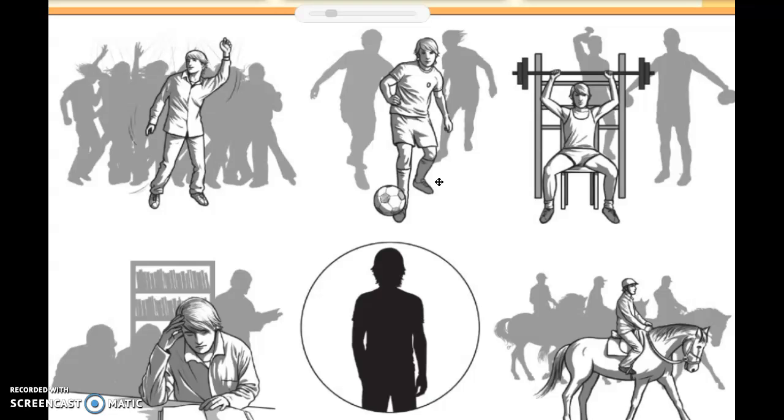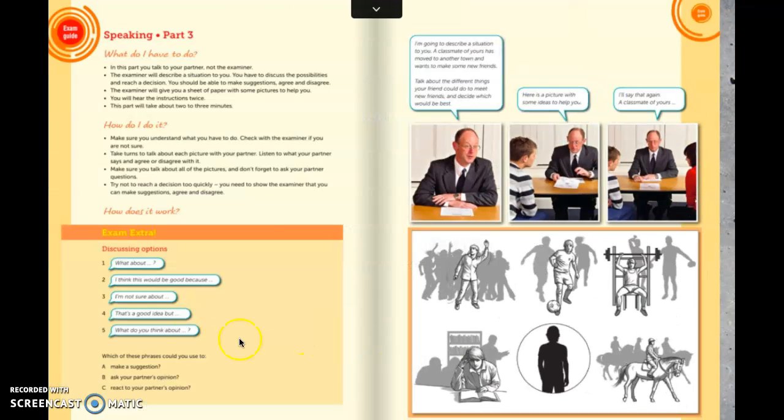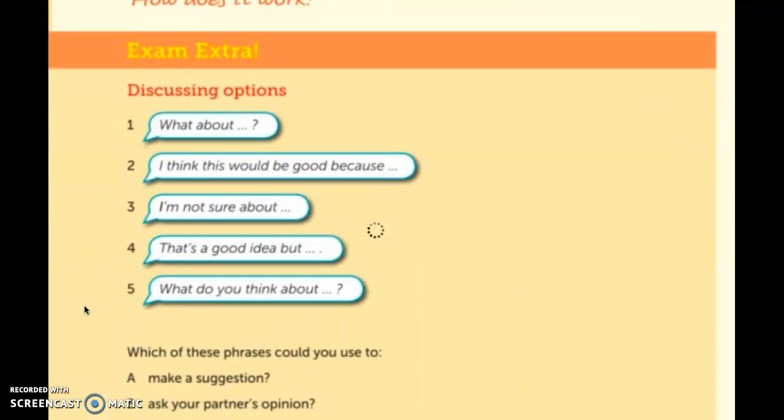Make sure you talk about all the pictures on the sheet. And don't forget to ask your partner questions. Try not to reach a decision too quickly. You need to show the examiner that you can make suggestions, agree and disagree.